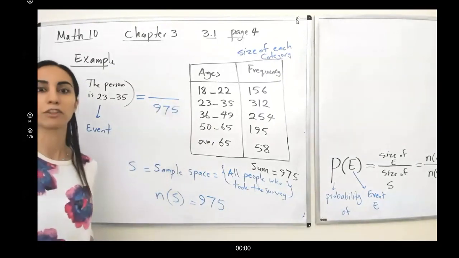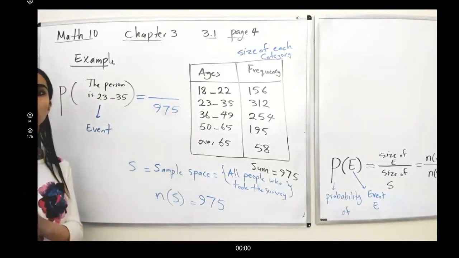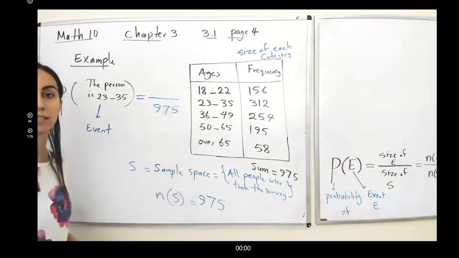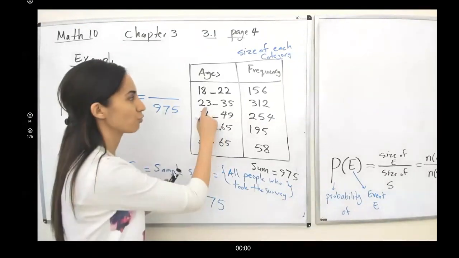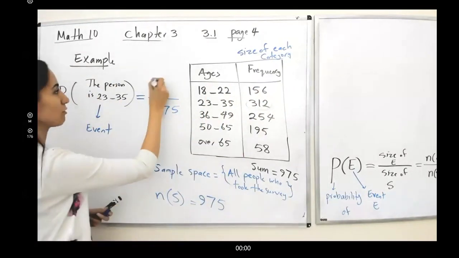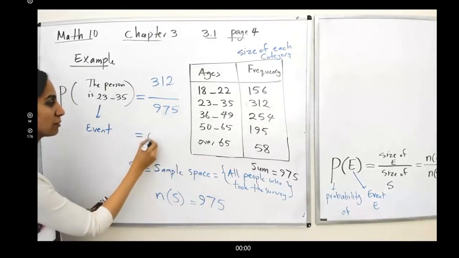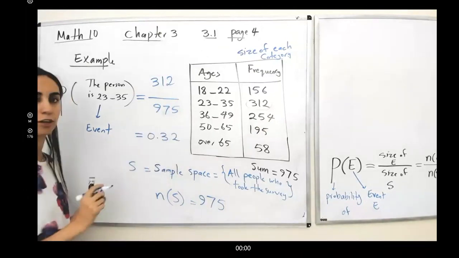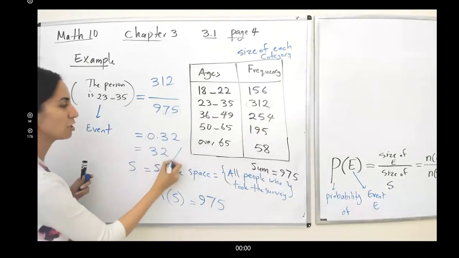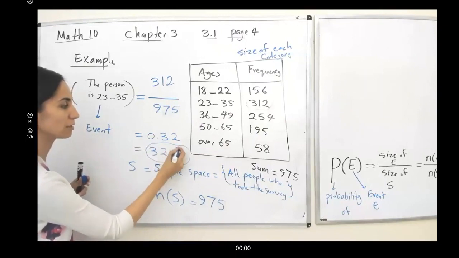What about your numerator? What is your event? Event, the person is 23 to 35 years old. But what's the size of that event? 23 to 35, which is 312. You do the division, you get a decimal, 0.32. You convert that into percent, which is 32%. This is the probability.